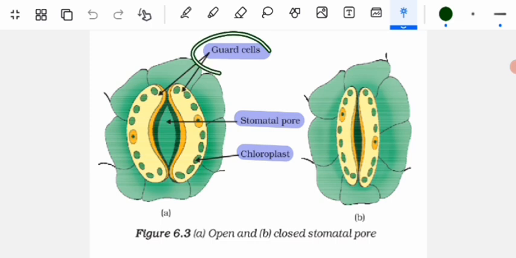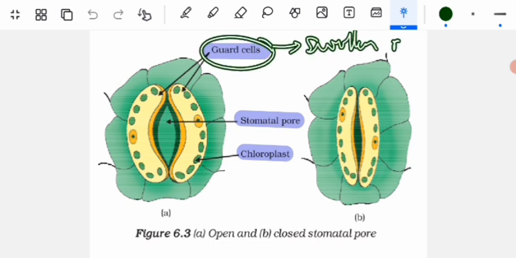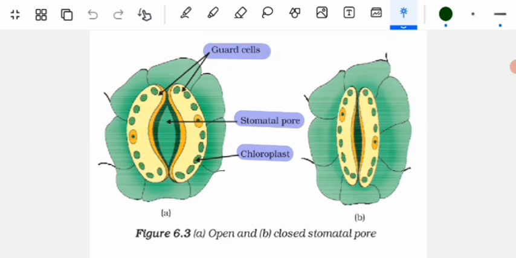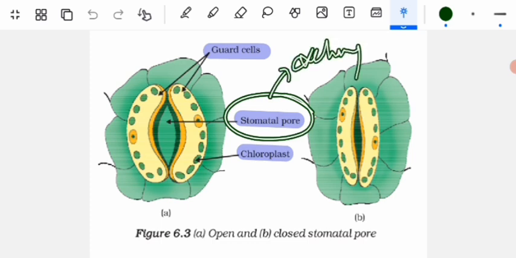Okay, when the water is more, they are sacrificing the water for the sun. Means when the water is more, the guard cells get swollen. When the guard cells get swollen, the stomata will open. When the guard cells have no water, the guard cells shrink and the stomata will close, and there is no transpiration pull when the stomata is closed. Then the water is reserved in the plant itself. The stomatal pore is very important for the exchange of CO2.